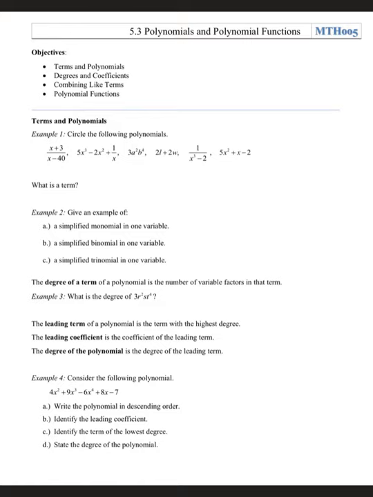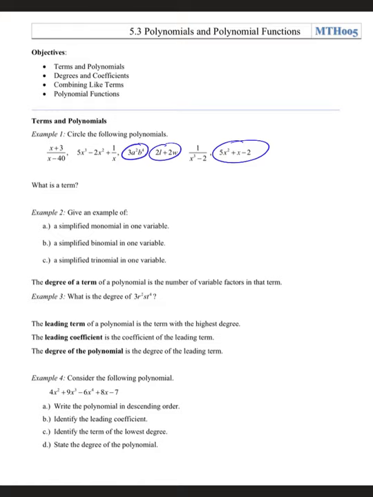It says circle the following polynomials. Now I'm going to circle the ones that are polynomials, and then we'll talk about why they are and why the ones that are not. So this one is a polynomial, this is a polynomial, and lastly, this is a polynomial. So what I'd like you to do is pause your video and see if you can figure out why these would be polynomials when the other ones are not.